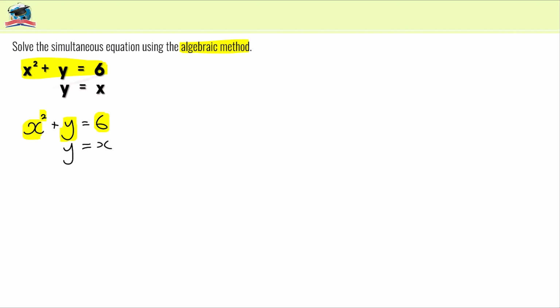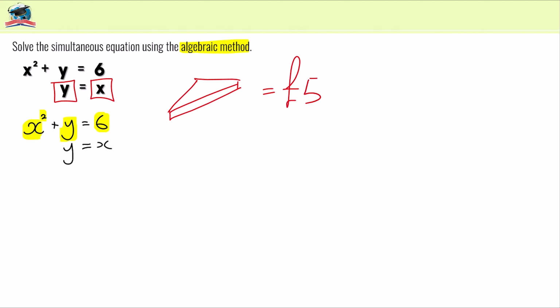Why is that? Because here it says y is equal to x. So we can just take y out and put x in. If we say a sandwich is equal to £5, then instead of saying £5, you can just say sandwich. So when you say sandwich, you know you're talking about £5. So let's do that. You're just going to substitute. Good. Okay, let's do it.